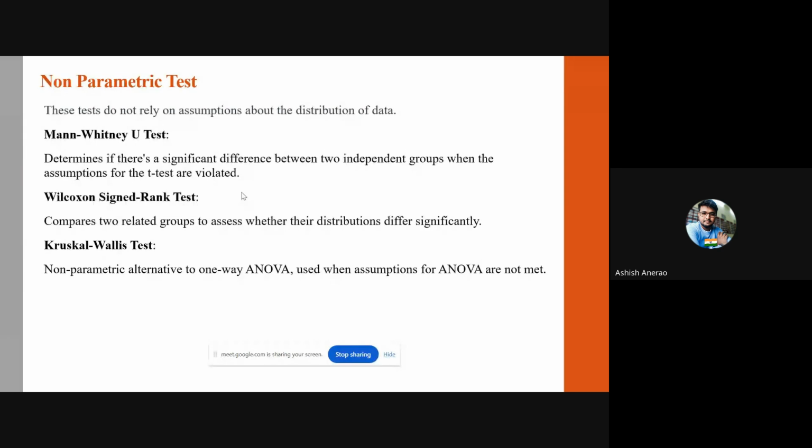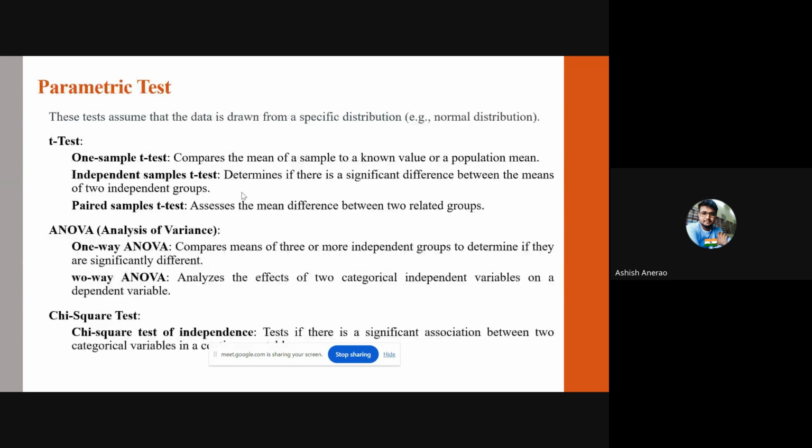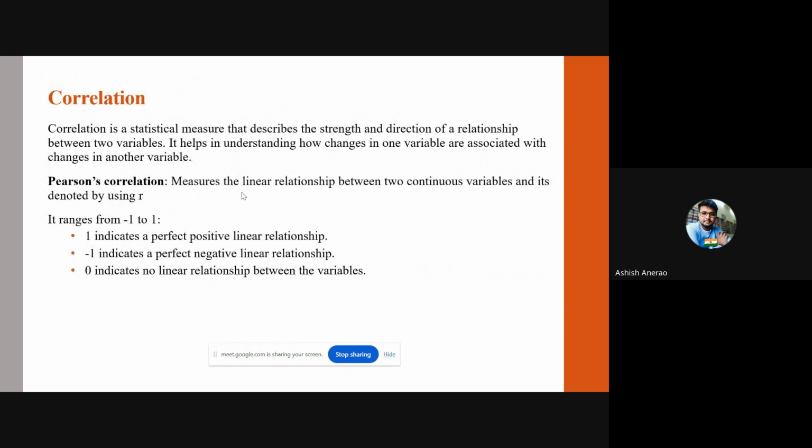Again, I mentioned two way ANOVA previously. There is also an alternative test for two way ANOVA, the Friedman test, but that is very difficult to understand for non-statisticians. That's why I will not cover the Friedman test here. So this is about non-parametric and parametric testing. So now, correlation.